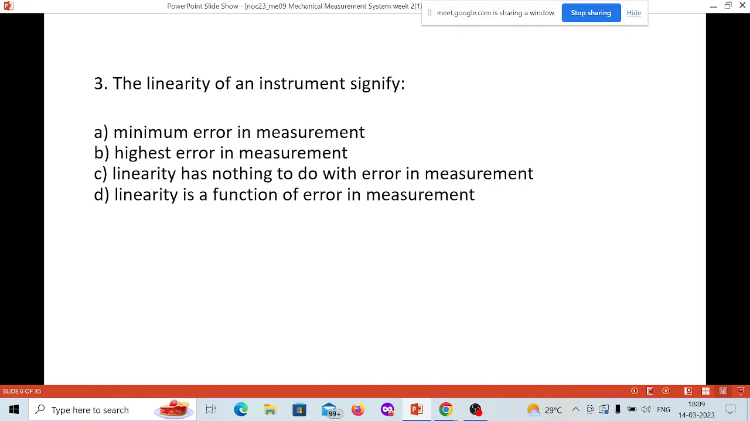So the third one, you see, the linearity of an instrument signifies A. minimum error in measurement, B. highest error in measurement, C. linearity has nothing to do with error in measurement, D. linearity is a function of error in measurement. So I repeat the question. The linearity of an instrument signifies minimum error in measurement, highest error in measurement, C. linearity has nothing to do with error in measurement, D. linearity is a function of error in measurement.